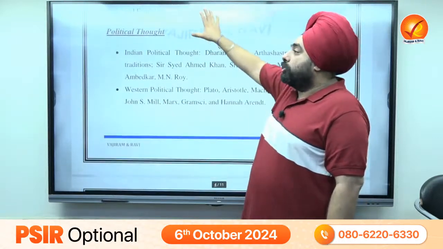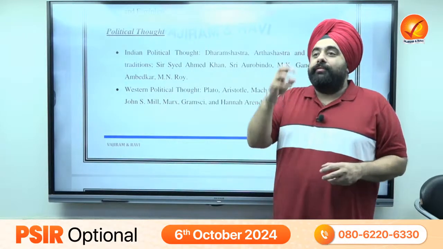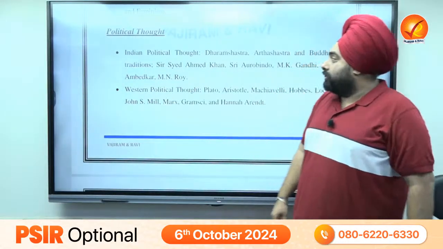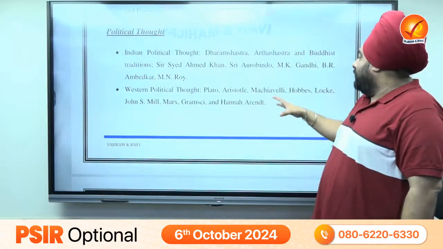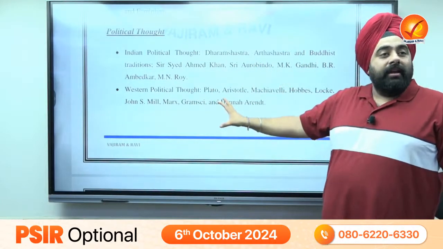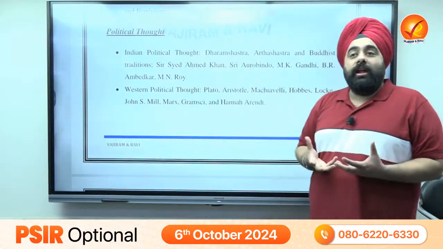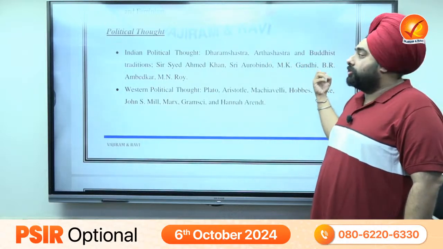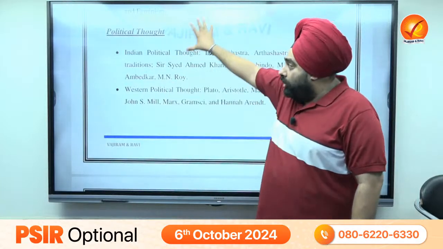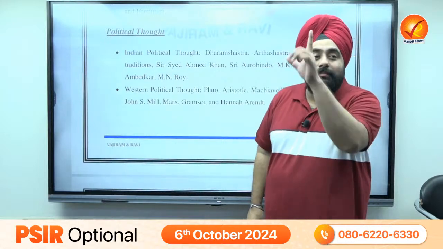In paper 1 section A, you also have chapters on thought: Western political thought and Indian political thought. Thought means the views of the Western philosophers and the views of the Indian philosophers. Western philosophers like Plato, Aristotle, Machiavelli, Hobbes, Locke, J.S. Mill, Marx, Gramsci, Hannah Arendt are in the syllabus. And I'm telling you, students, this knowledge of Western political thought and Indian political thought, views of Kautilya, Dharmashastra, Arthashastra, Buddhist traditions, Sir Syed Ahmad Khan, Aurobindo, Gandhi, Ambedkar, M.N. Roy, about Indian philosophers and Western philosophers will greatly help you in your GS paper 4 ethics paper.